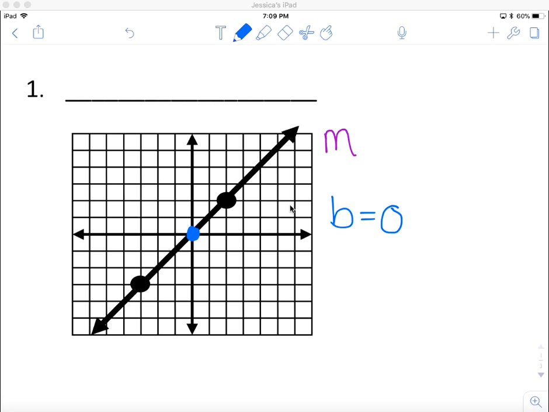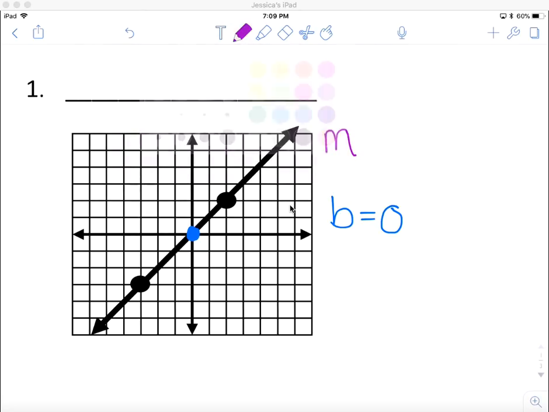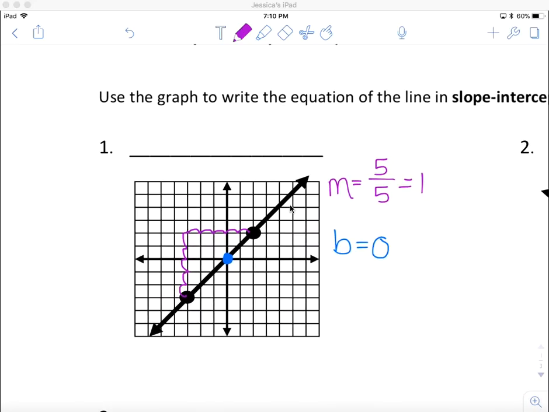My slope is how I'm moving. So it's my rise over my run. On this one, I am going up 1, 2, 3, 4, 5. I'm rising 5. And I'm moving over 1, 2, 3, 4, 5. Well, 5 over 5 reduces to positive 1. So my slope is positive 1.